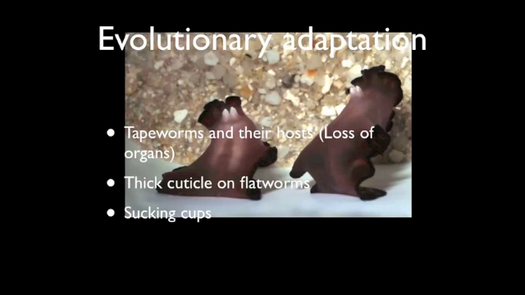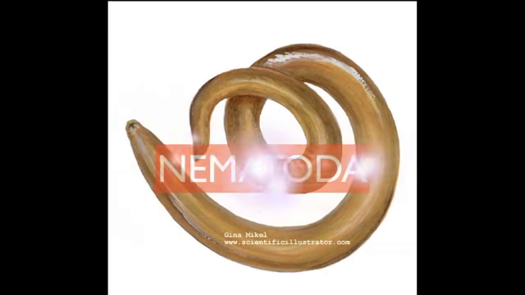Protection from digestive juice: if flatworms are intestinal parasites such as Taenia and fluke larvae, they are provided with a thick cuticle covering and thus become resistant. They also have sucking cups. Now I'll move on to Nematoda.